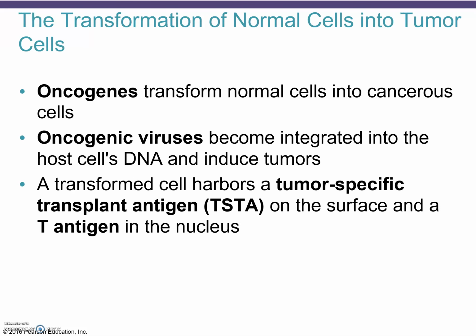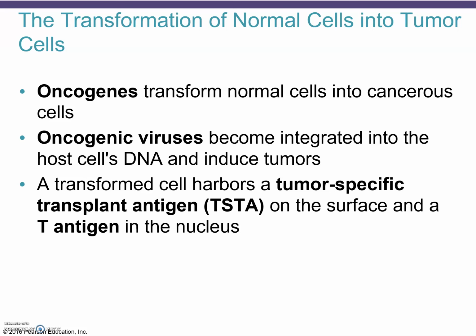These viruses have what are called oncogenes as part of their genome, and oncogenes are those genes that transform normal cells into cancerous cells. So there are these oncogenic viruses. They become integrated into the host cell's DNA and then induce tumors, basically transforming the cell from a normal cell into a cancerous cell.